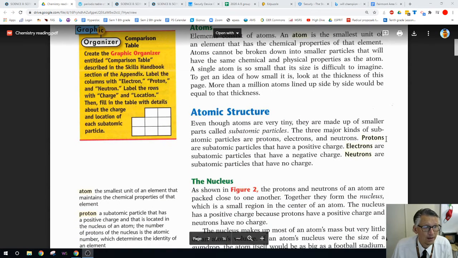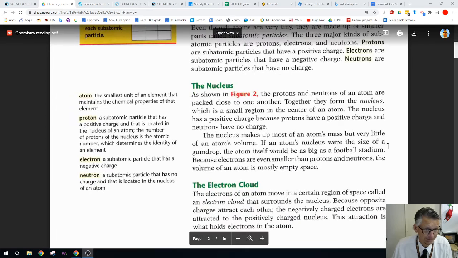Atomic structure. Even though atoms are very tiny, they are made up of smaller particles called subatomic particles. 3 major kinds of subatomic particles are protons, electrons, and neutrons. Protons are subatomic particles that have a positive charge. Electrons are subatomic particles that have a negative charge. Neutrons are subatomic particles that have no charge.